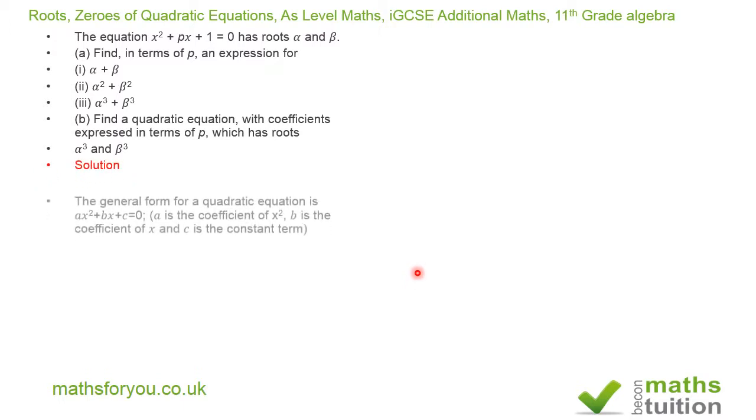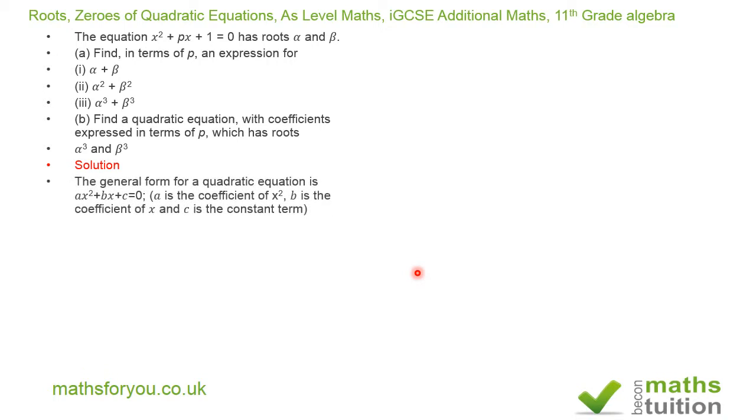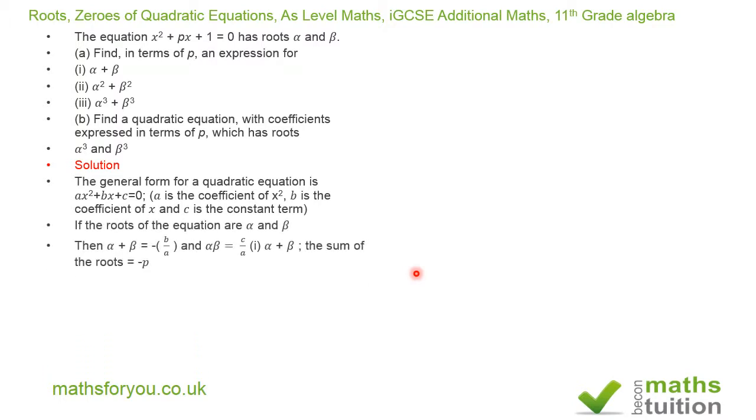Now, to begin with, I've expressed the general format of a quadratic equation. And we know what a, b and c are. We also know, and hopefully remember, that the sum of the roots of a quadratic equation is given by minus a fraction formed by the coefficient of x as the numerator and the coefficient of x squared as the denominator. So you've got minus b over a.